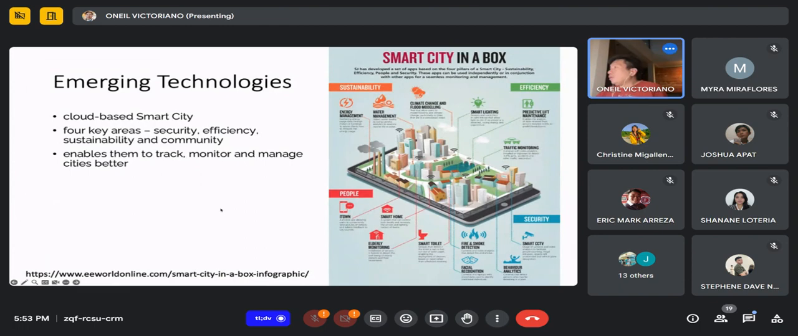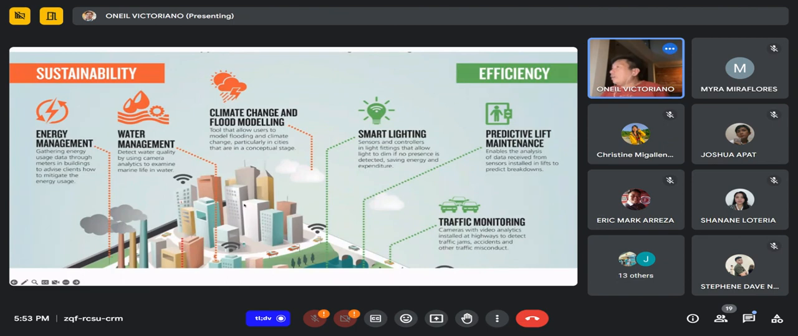So you might look into different use cases, like sustainability and energy management: how a building or a certain organization will lower its costs for energy usage, like water management, or cameras to check on marine life, checking for sustainability of marine life, checking into climate change or flood modeling.